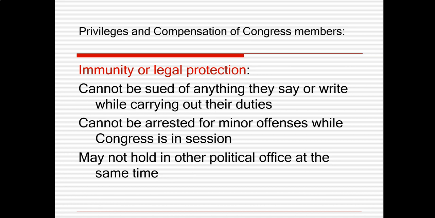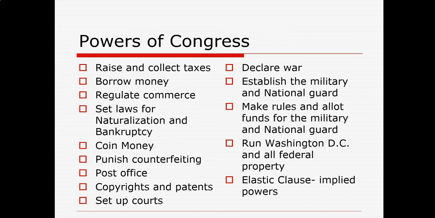Now, privilege and compensation of Congress members. Immunity, or legal protection. They cannot be sued for anything they say or write while carrying out their duties. They cannot be arrested for minor offenses while Congress is in session. They may not hold any other political office at the same time.